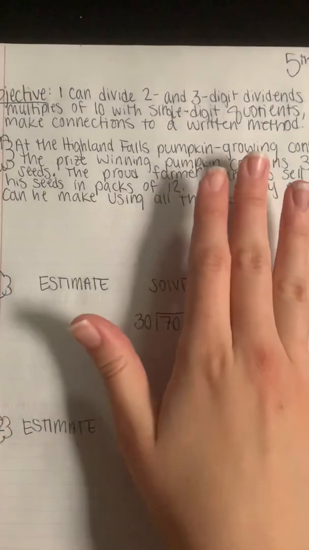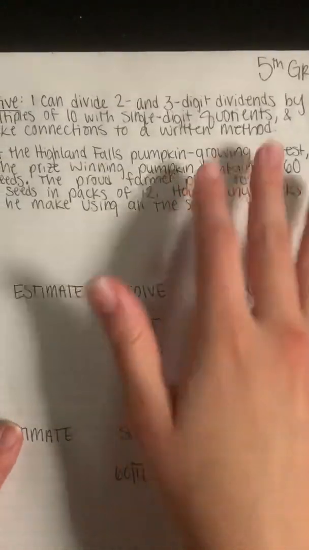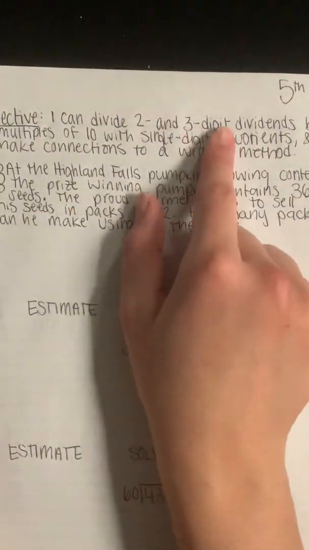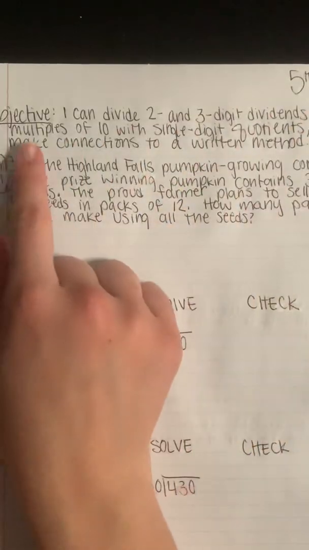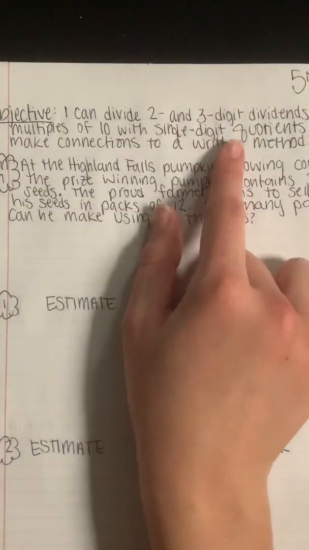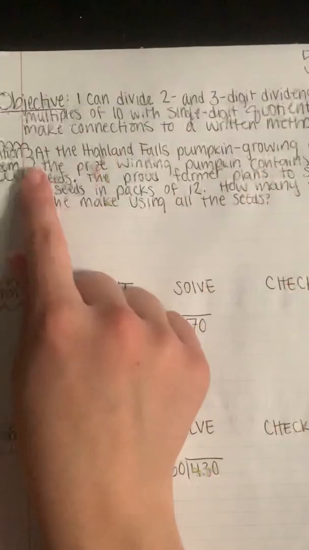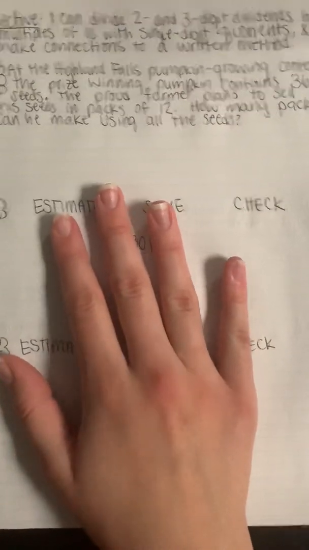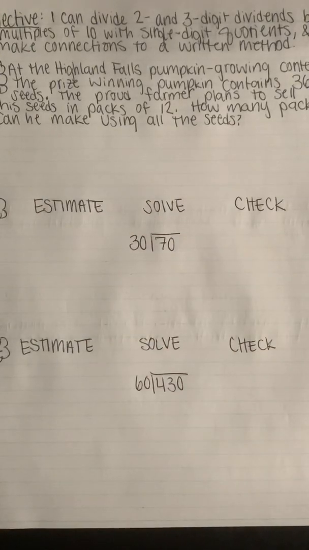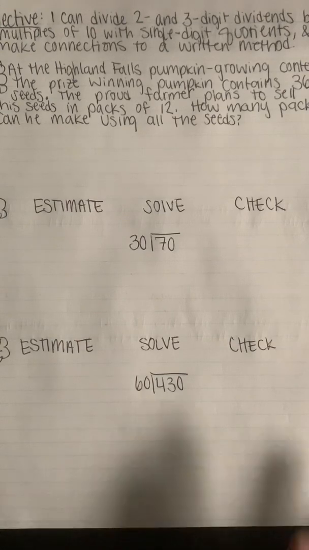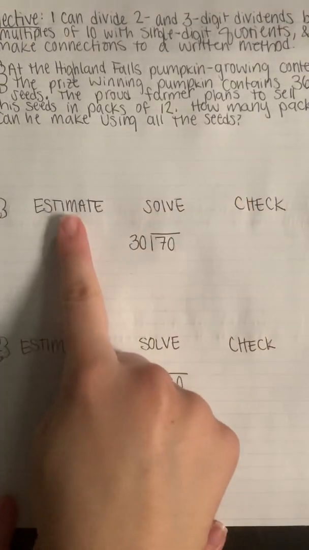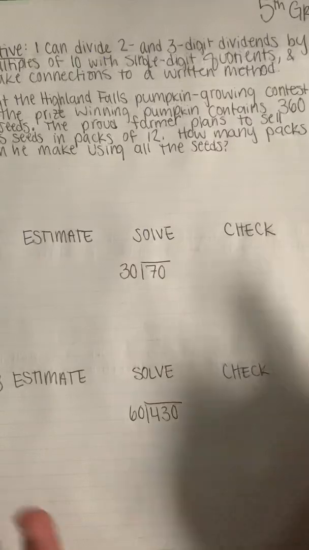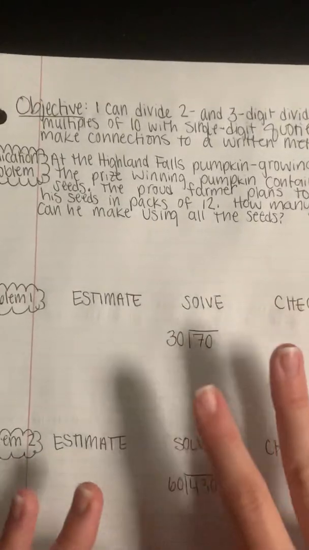Hey, fifth grade. Our objective for today looks a little longer, but there's a word problem right underneath it. So we'll start with this. I can divide 2 and 3-digit dividends by multiples of 10 with single-digit quotients and make connections to a written method. So it seems a little long, but what we're really doing is putting together some of our division skills with estimation skills and adding in a step you can see down here, estimate, solve, check, on how to check to see if we're right. So that's what we'll be working on today.